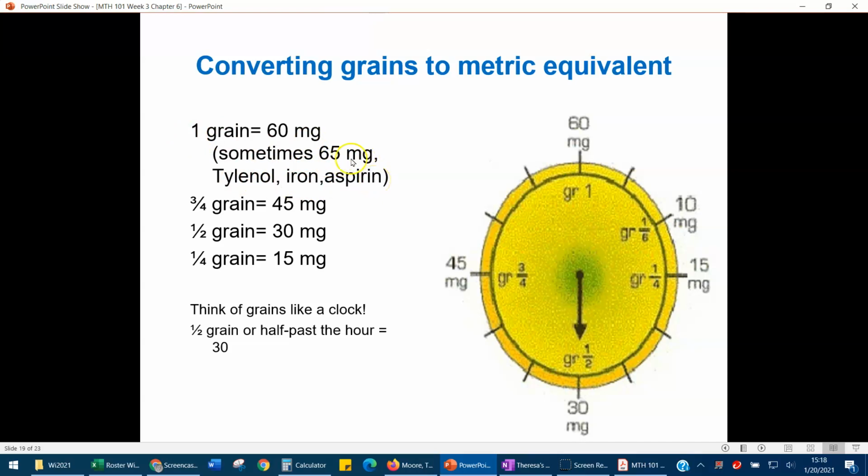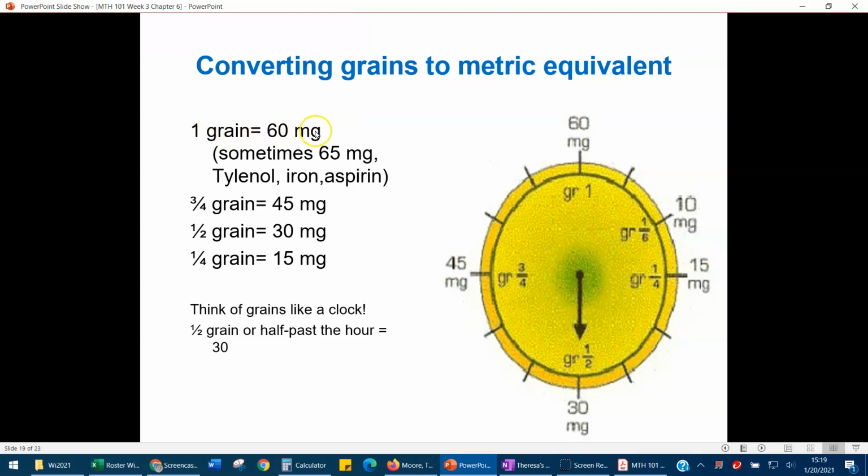And in this class, it will specifically say Tylenol, iron, or aspirin. And if it doesn't refer to any of these, it'll say convert grains to milligrams, and it is not Tylenol, iron, or aspirin. So you'll know whether to use 60 or 65.